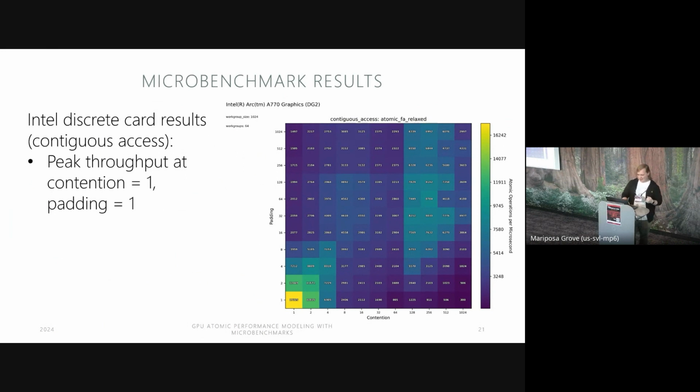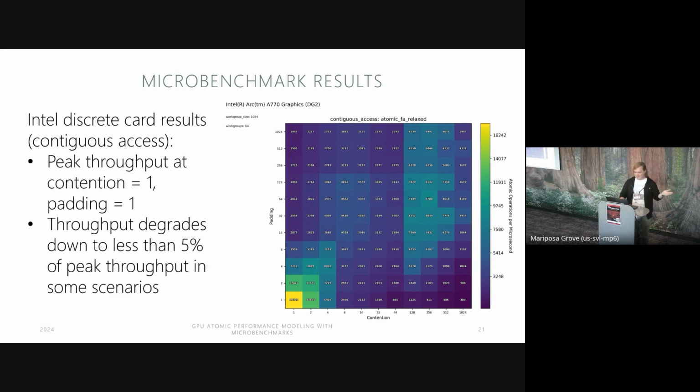If you look at the upper ends of this graph, as padding goes down, you notice we lose, from 16,500 down to about 2,000 operations per second. So that's a pretty significant decrease as you increase this padding. And similarly, as you increase contention here, if you contend about 64 threads in the same location, you get all the way down to my tiny little text here, 800 atomic operations per microsecond, which is a significant decrease. And again, looks nothing like we expect in the CPUs. The throughput in this case degrades down to less than 5% of the peak throughput in some of these scenarios.